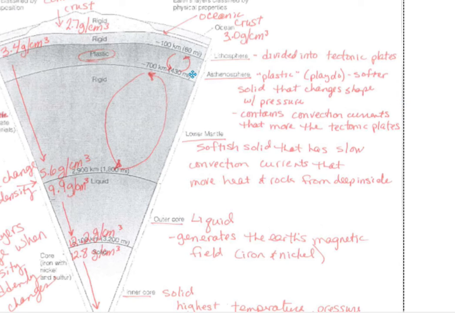This is where the convection currents that move the tectonic plates are happening. As it gets hot down here, it gets less dense, and that soft rock material moves up, cools down, and back down again, moves down again. We'll talk more about convection currents on the back of the paper. The lower mantle is solid, but it is also that softish solid that allows the convection currents to move the heat and the rock from deep inside. We have upwellings where the rock softens, melts a little bit, becomes less dense, and then rises to the top.